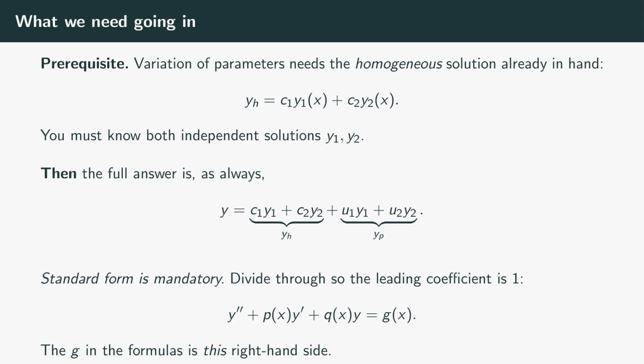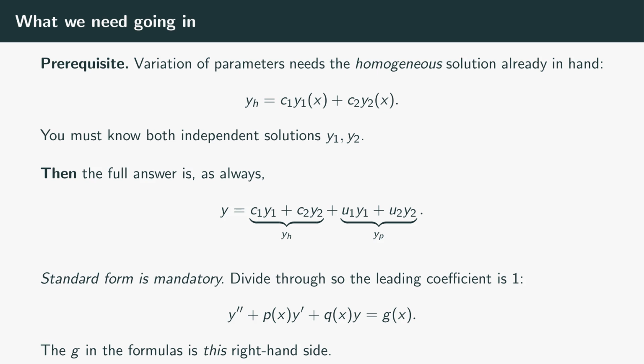Before the idea, a checklist of what you must already have. Variation of parameters does not find the homogeneous solution for you. It assumes you already have it. So step 0 is to solve the homogeneous equation and get the two independent solutions, y1 and y2. For a constant coefficient equation, that is the characteristic equation method from the last few episodes. Once you have y1 and y2, the full answer has the usual shape: the homogeneous part c1y1 plus c2y2, plus the particular part we are about to build.